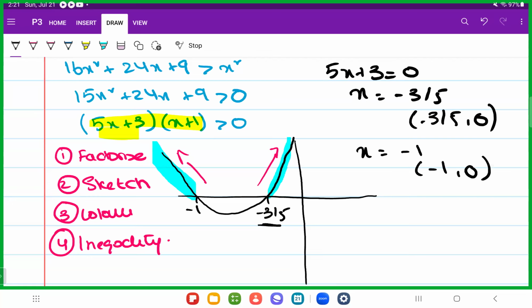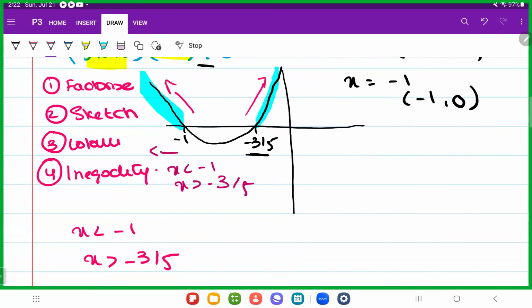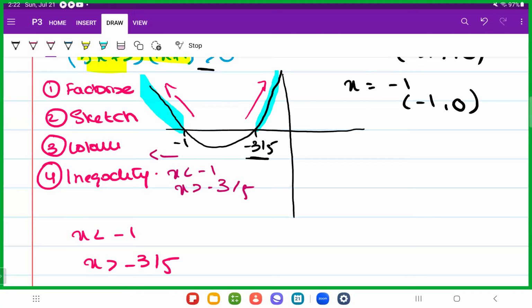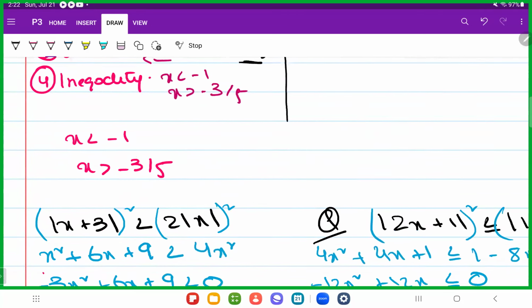Now, how do you color? Color basically means if you have a greater than sign, that means all of the positive values, all of the values above the axis. So you just color the part of the curve which is above the axis. Once you've done that, now you can simply find out the inequality. This is the inequality: x is less than minus 1 and x is greater than minus 3 upon 5. Make sense? So always follow all of these steps. You factorize, sketch, color, and then you find the inequality. Clear? Let's do another question.